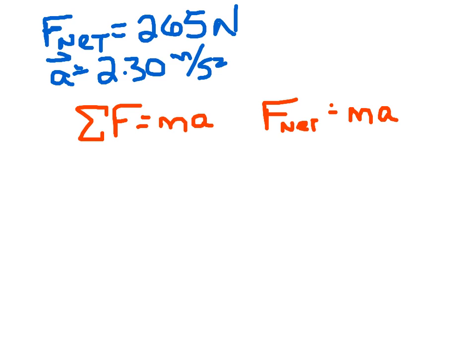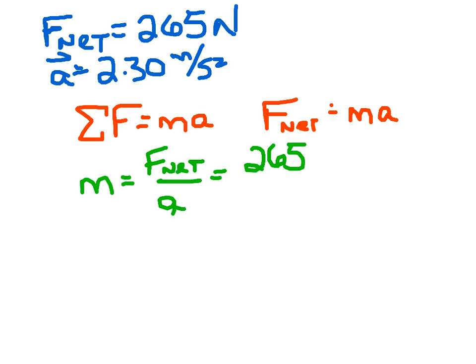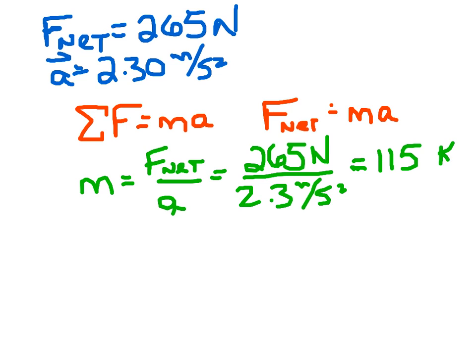So if I were to solve this problem, and I can clearly see that I'm solving for m here, I'm going to rearrange the equation solving for the mass of the bike and the rider together. It's going to be the net force divided by the acceleration, or in this problem, 265 newtons divided by the given acceleration of 2.3 meters per second squared. And the mass of the bike and the rider together is going to be 115 kilograms.